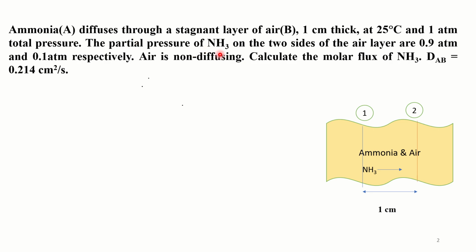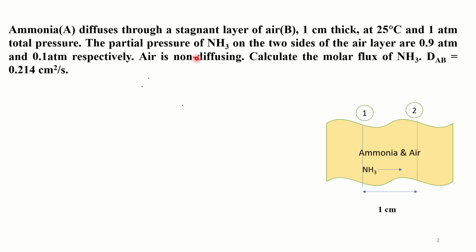Then the partial pressure of ammonia on the two sides of the air layer. So across these two layers, what is the partial pressure of ammonia? That is given as 0.9 atmosphere and 0.1 atmosphere. In some problems, this partial pressure data will be given as direct data. In some problems, it will be given in terms of either volume percentage or mole percentage of the components. So from the given volume percent or mole percent, we have to find out the partial pressure. But here we are directly given the partial pressure data.